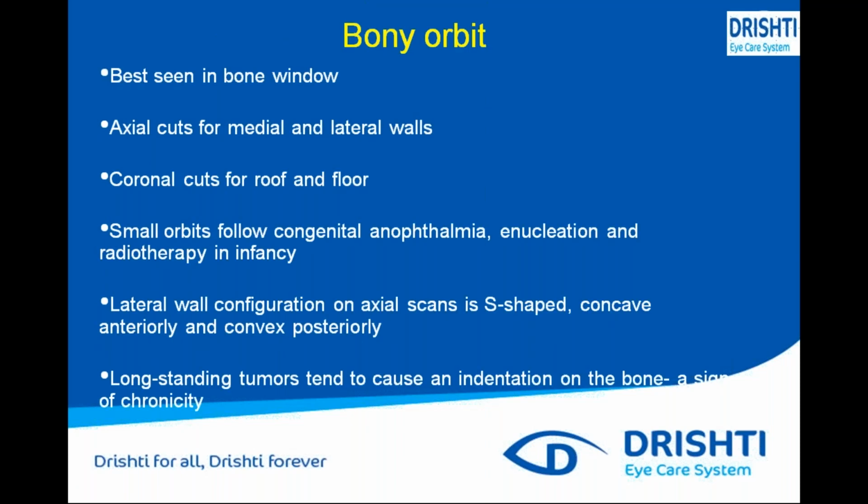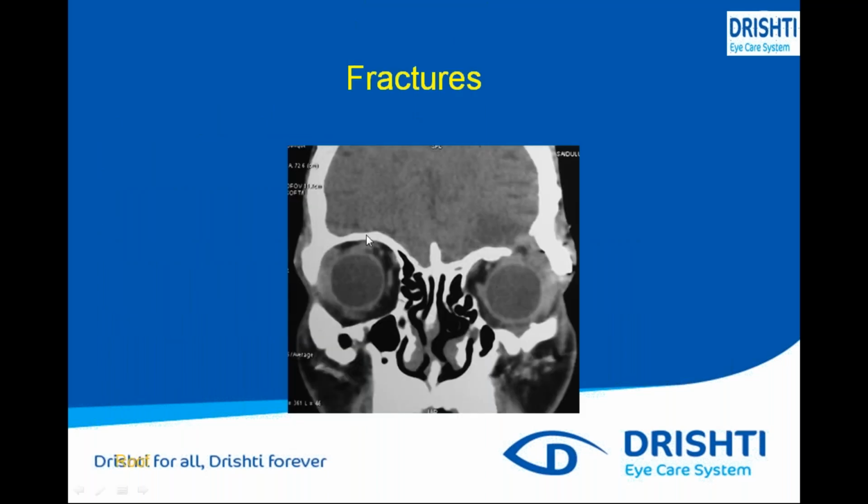So bony orbit. In the bony orbit, I have told you it depends upon the bone window. So if you see, this is the normal, regular bone area. The enhanced part is the bony area. So all these are the four bones. In this area, you can see this damage here, over here. So this is the fracture. This is the fracture part.